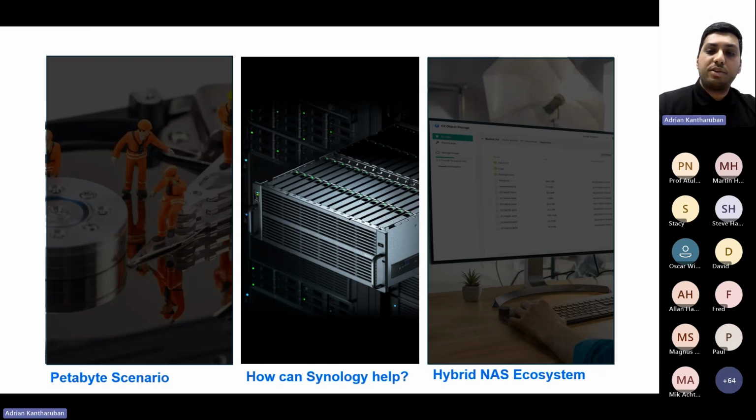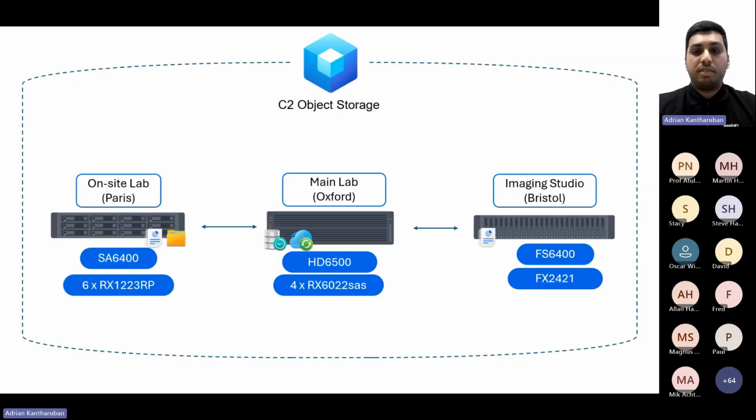In this section, I'll show you exactly how we can build a Synology solution that is tailored for this exact scenario. So this is the solution that I think best fits this scenario. And we have a Synology NAS on-prem at each site. So for Paris, we have an SA6400. For the main lab in Oxford, we have the HC6500. And the imaging studio, we've put in an FS6400. With file transfers using Presto and warm-to archival data gathered in C2 object storage. More on these two applications in a bit.